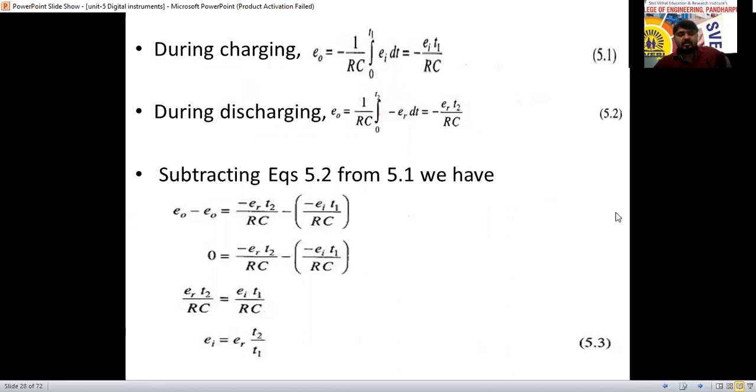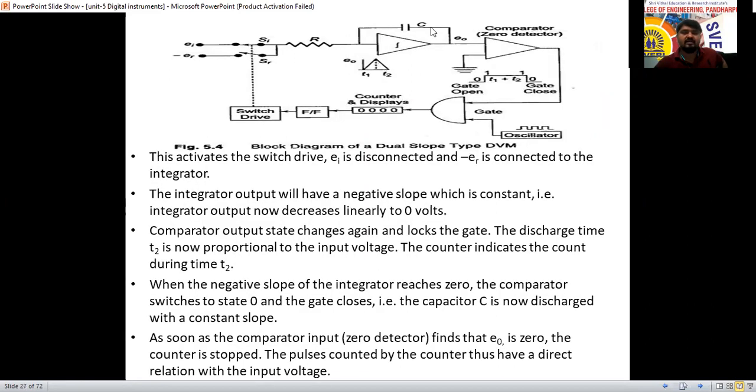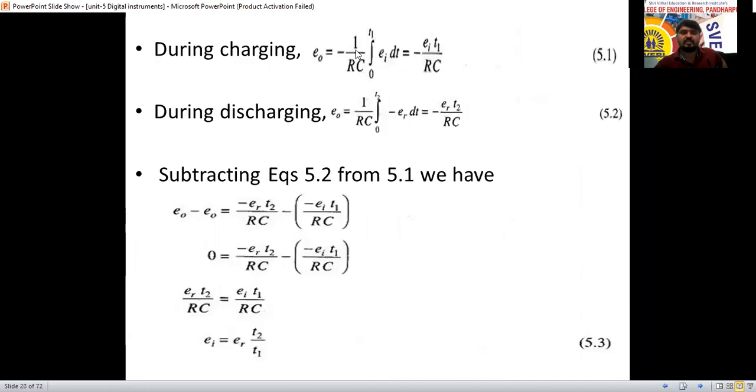Okay. So during the capacitor charging, the output voltage, E naught we are going to call here, is minus 1 by RC times the integral. We have considered the resistance and capacitance of this capacitor, that is minus 1 by RC. During the charging, the time duration we are going to consider is from 0 to T1. So the integration limits we have kept as 0 to T1.